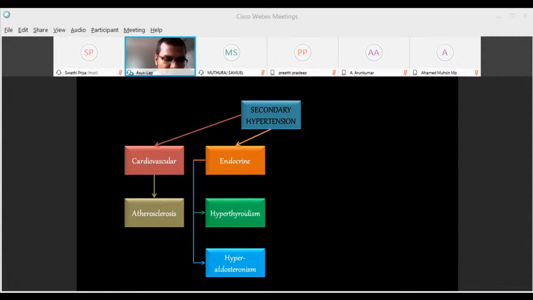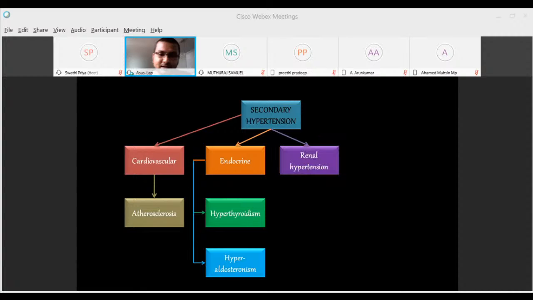And hyperaldosteronism. Aldosterone is a hormone produced by the adrenal glands. Okay, where are the adrenal glands situated? It is situated above the heart. Sorry, it is situated above the kidney, the superior portion of the kidney. So, what is the main function of this aldosterone hormone? It plays a major role in maintaining blood pressure.